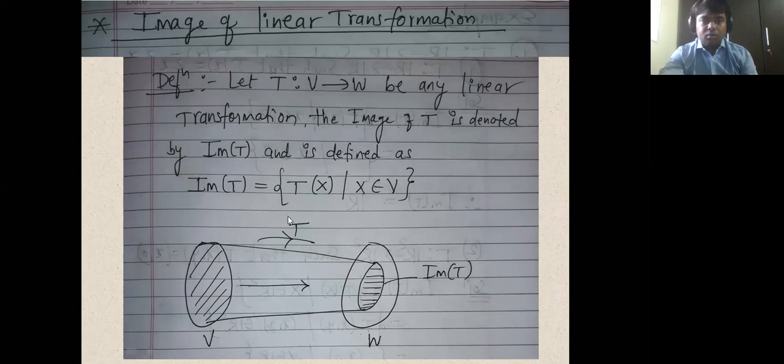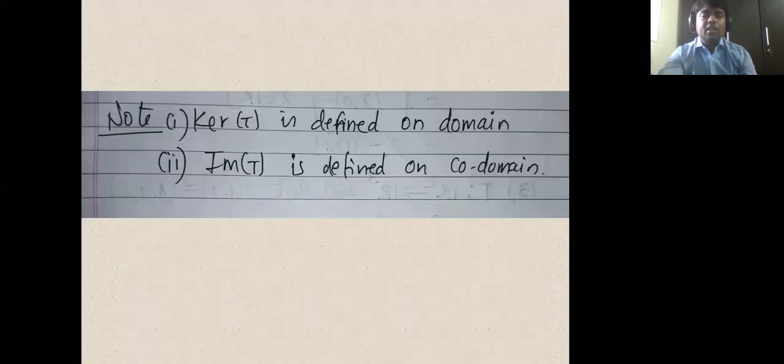Okay, so the thing we can understand from image and kernel is that kernel T is defined on the domain and image T is defined on the codomain. This is a very important point. You all should remember this point. Kernel is inside domain, image is inside codomain.